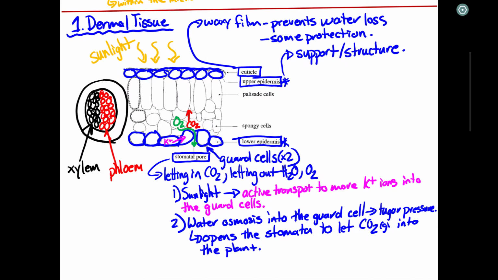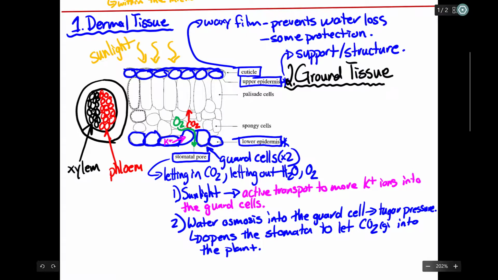The next type of tissue we're going to look at is called the ground tissue. So I'm going to do the ground tissue in black. The ground tissue is just under the dermal tissue. If I was to compare a human to a plant, the dermal tissue would be our skin, and the ground tissue would be the muscle underneath, okay?